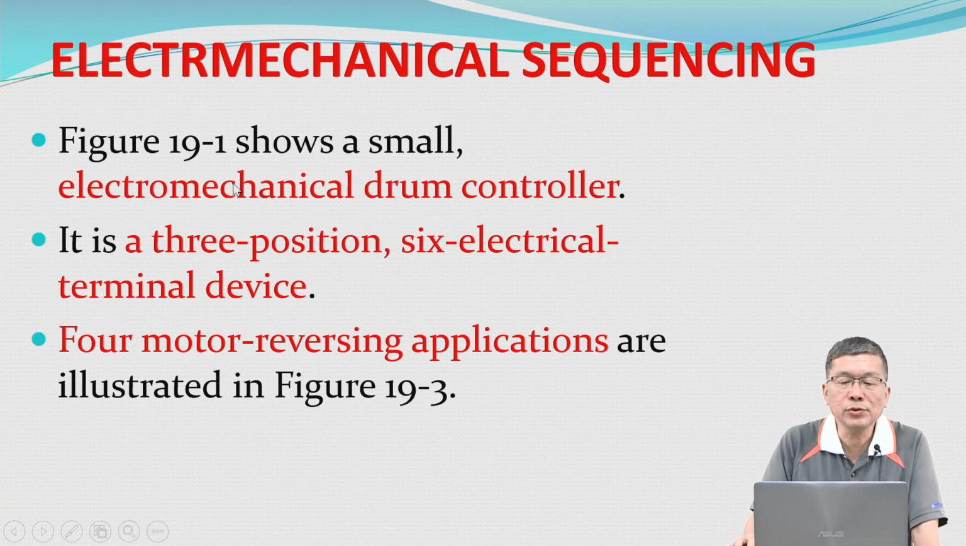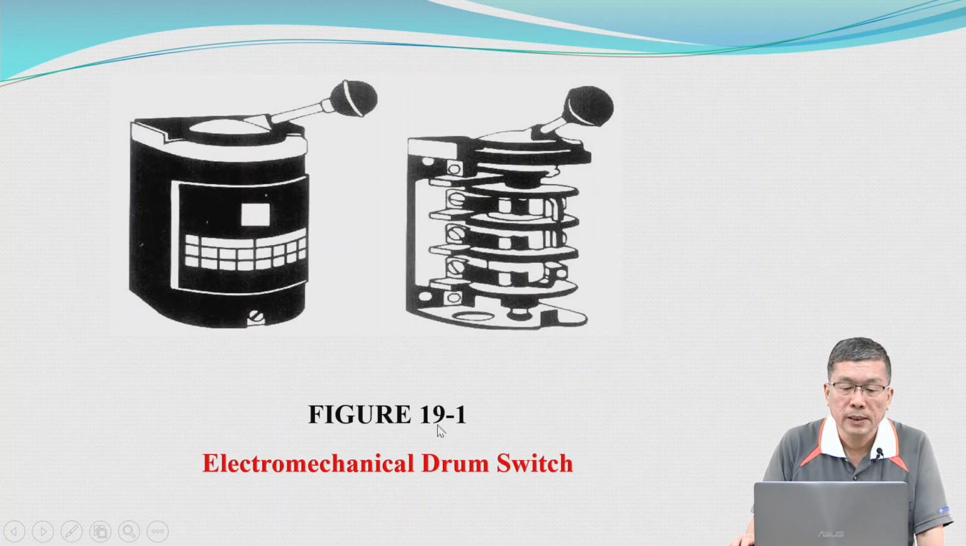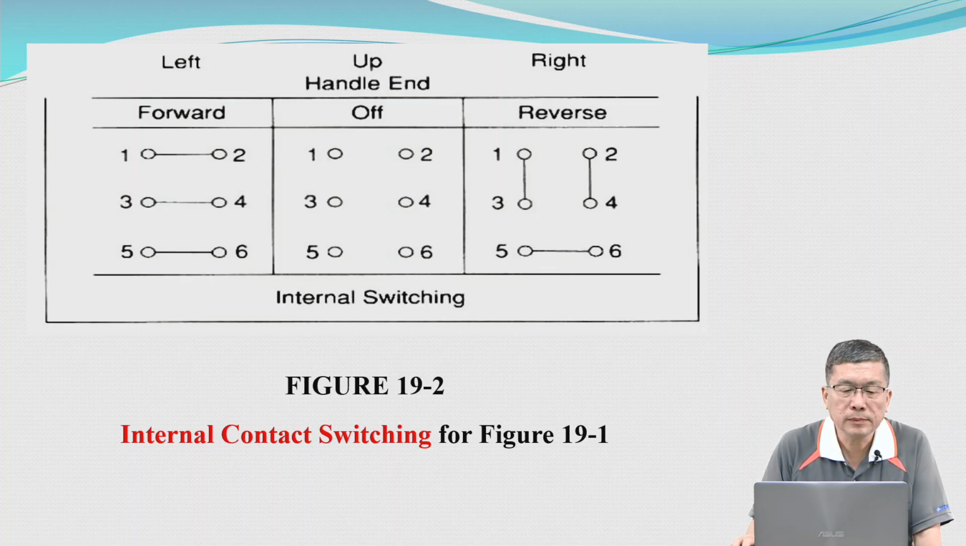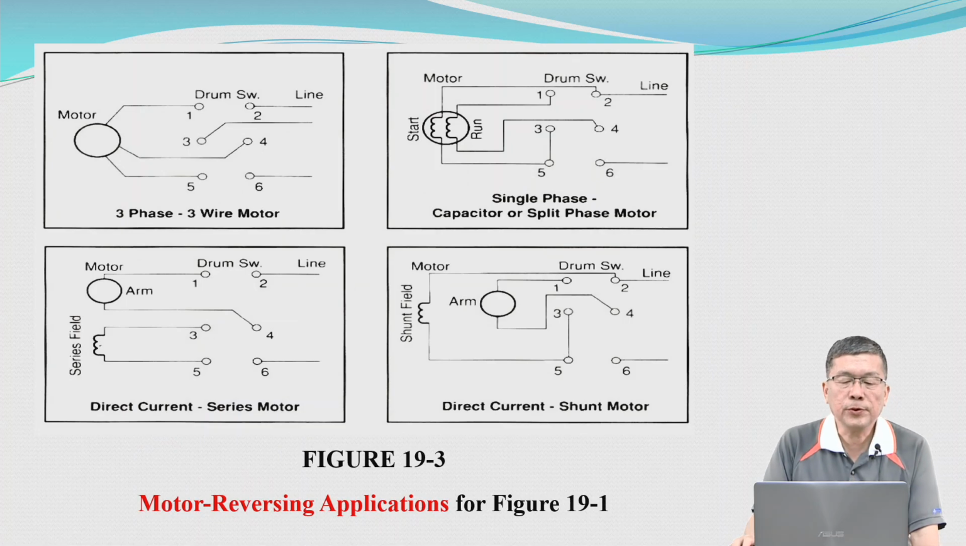Figure 19.1 shows a small electromechanical drum controller. It is a 3-position 6 electrical terminals device. Motor reversing applications are illustrated in figure 19.3. This picture shows an electromechanical drum switch. This picture shows internal contact switching for figure 19.1. This figure shows motor reversing applications.